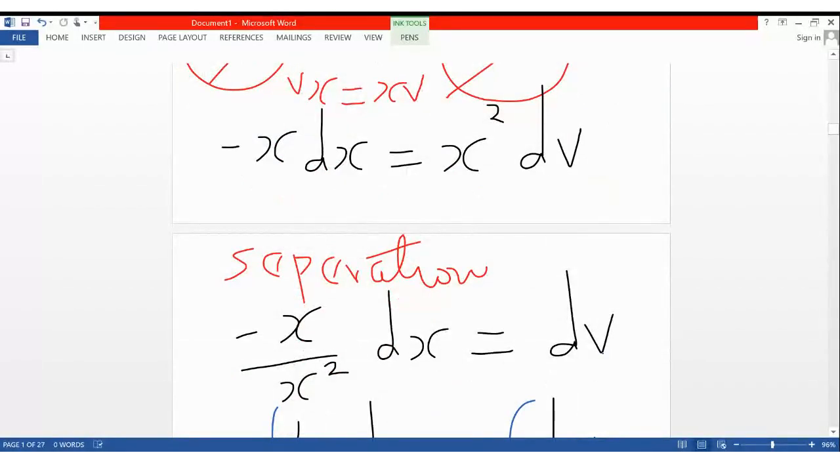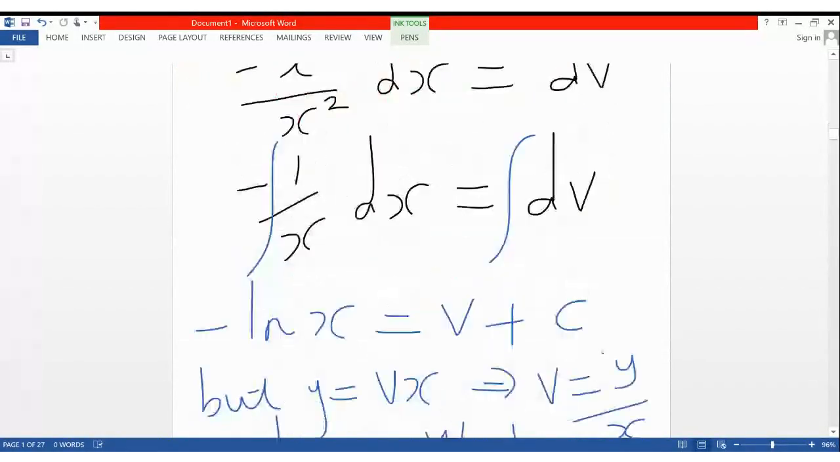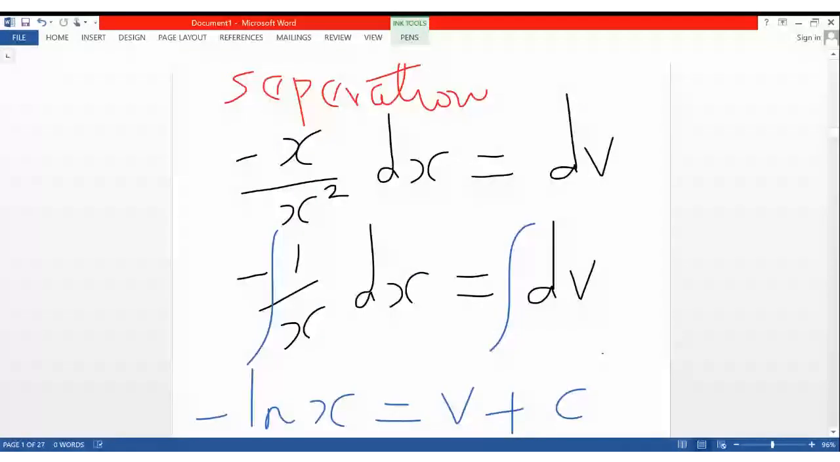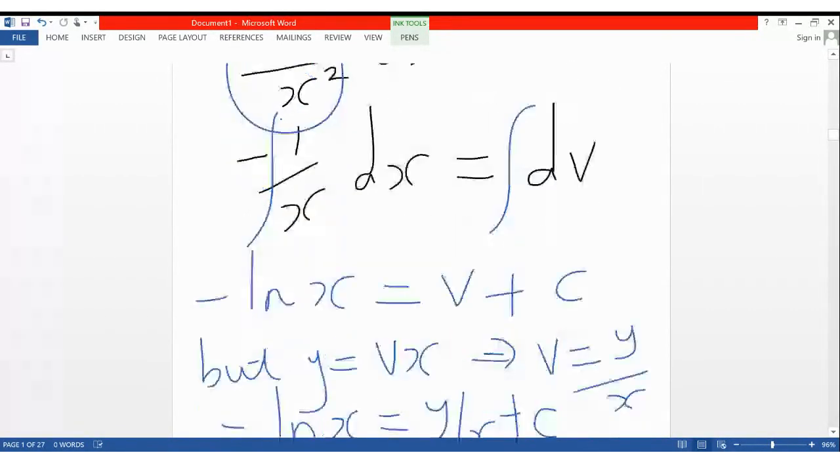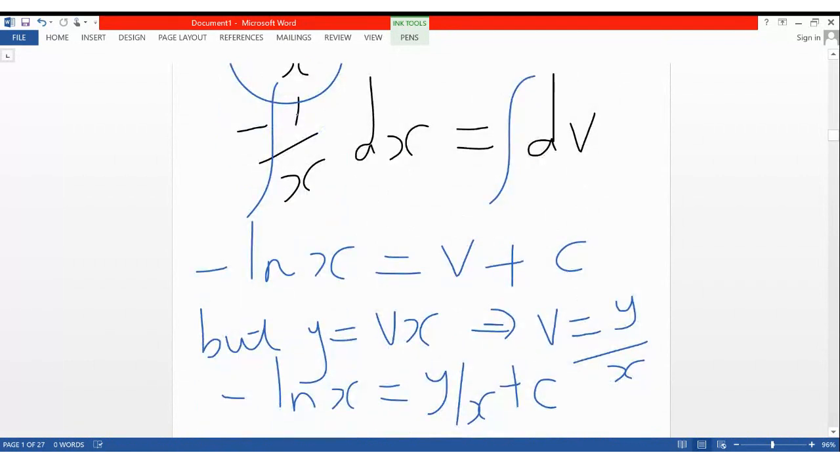So I divided both sides by x squared. So I remain with negative x all over x squared, as you can see. And then on this side, you just remain with dv. So when you cancel, you get negative 1 over x dx equals dv. Now you can integrate because you have similar terms. When you integrate negative 1 over x, you get negative ln x. When you integrate dv, you just get v.